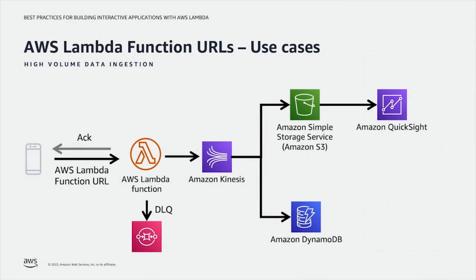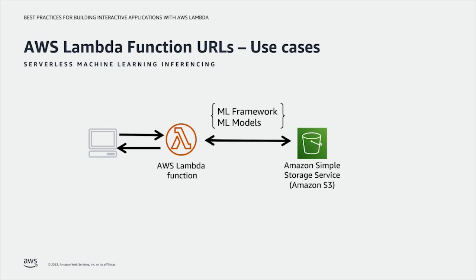I can do something like high volume data ingestion, where again I invoke my Lambda function asynchronously using my function URL. I can send errant responses to a dead letter queue, and then send everything else on to Amazon Kinesis, where I can use that as my data ingestion point. I can use it for machine learning inferencing in a synchronous mode. So I can invoke Lambda, have Lambda grab down some ML models and frameworks, run that against my input payload, and return the response, because Lambda function URLs, remember, can run for up to 15 minutes.